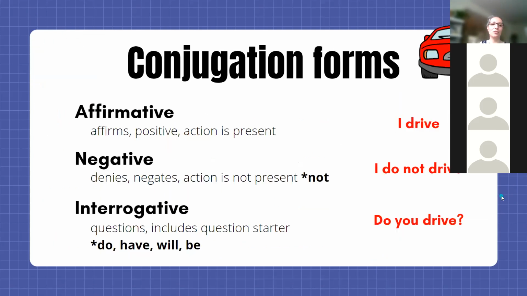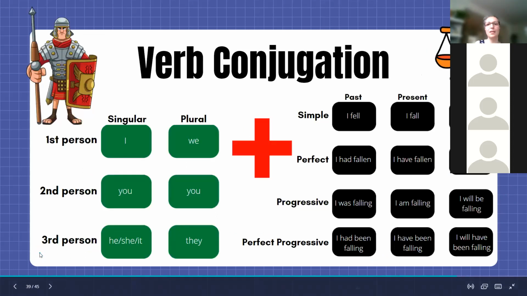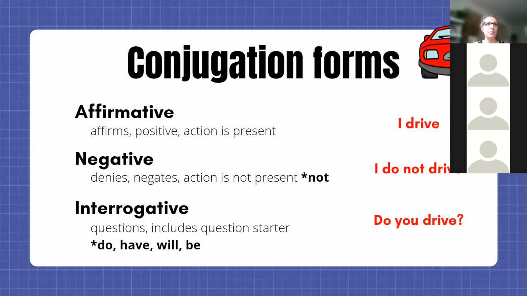So now we've got conjugation forms. We've got the affirmative, which is what we've actually been doing so far. It is all affirmative. The action is positive, and positive means that it exists. The action is present. Negative is the denying of the action, and usually has a not in it, and also the verb do with not forms that negative. We can't say I not drive. Well, we can, but it doesn't sound good. And then we have the interrogative, which is the questioning, and we've got do you drive.